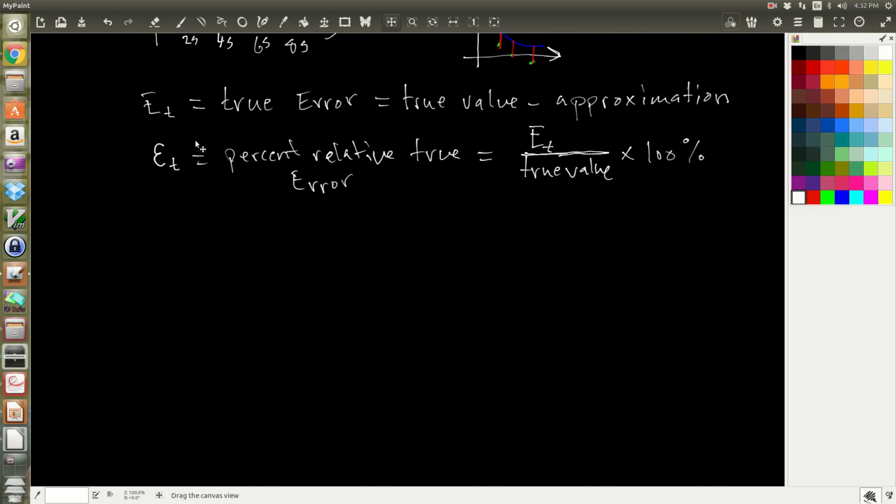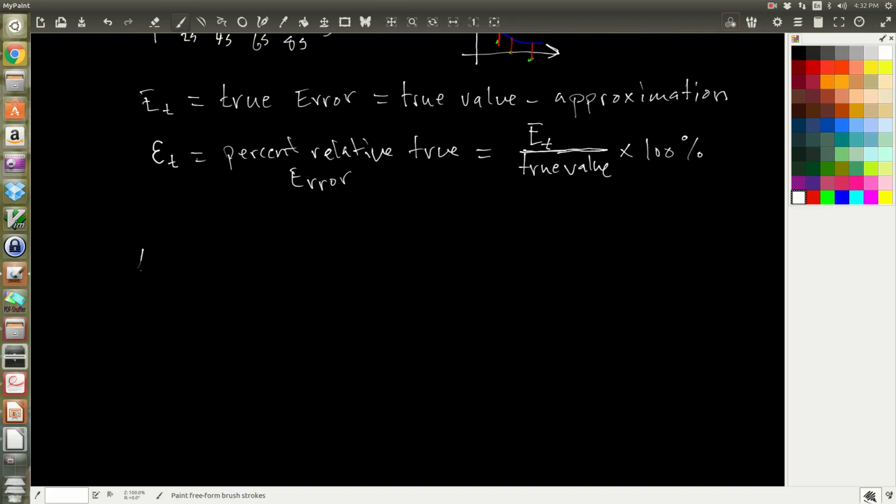And so what we can do is define the approximate error. I'm going to denote it with capital E subscript A. That's going to be the approximate error. And the approximate error is simply defined as your current approximation minus your previous approximation.